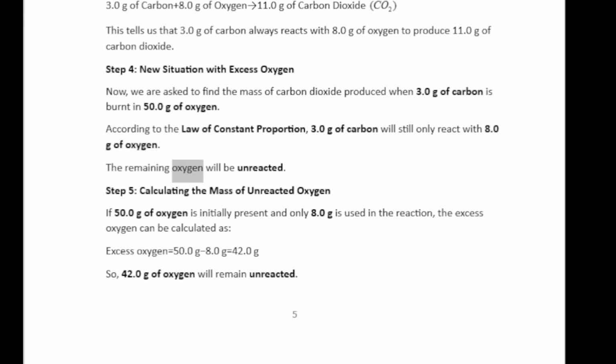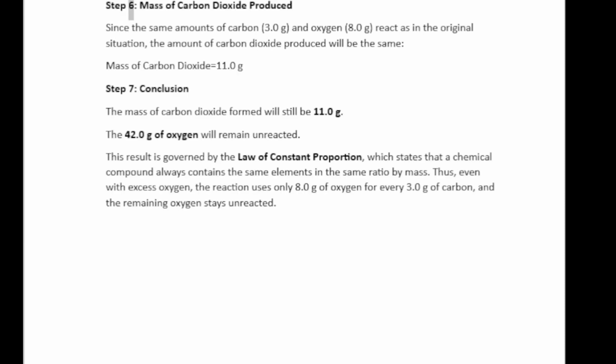The remaining oxygen will be unreacted. Step 5. Calculating the mass of unreacted oxygen. If 50.0 g of oxygen is initially present and only 8.0 g is used in the reaction, the excess oxygen can be calculated as: excess oxygen is equal to 50.0 g minus 8.0 g, which is equal to 42.0 g. So, 42.0 g of oxygen will remain unreacted.